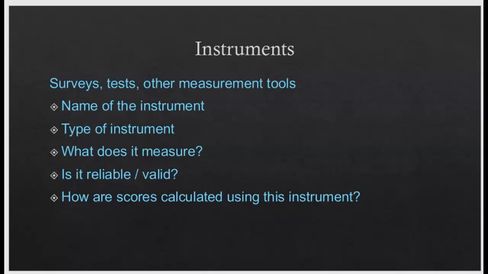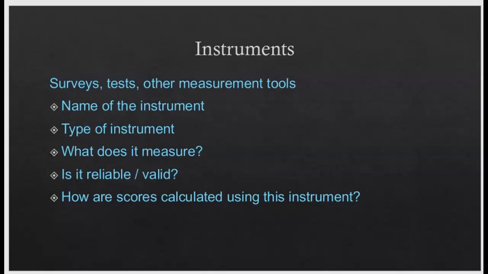And again, there are other kinds of tests and measurement tools out there. I kind of lump all these together into quantitative survey-type instruments. But when you're looking for an instrument, a survey or whatever, a test, you want to make sure that you understand the type, what it measures, and how reliable and valid it is. And then you want to think about how the scores are calculated.